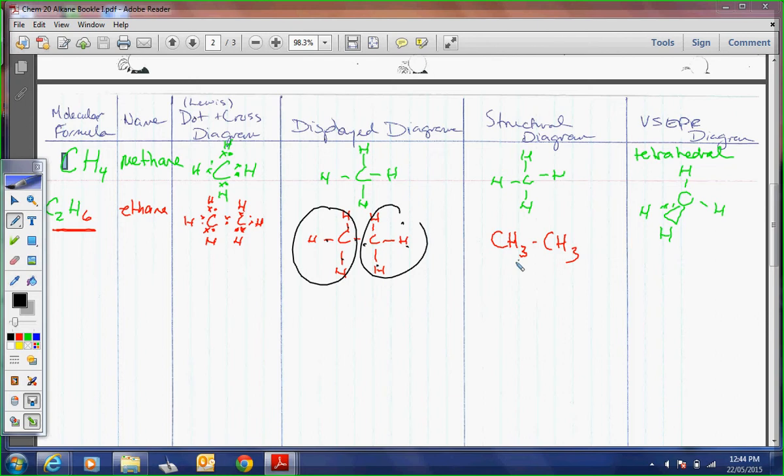Okay, structural diagram, the VSEPR diagram, I mean. What's going to be the shape around this central carbon? Tetrahedral. And around that carbon? Tetrahedral. Two tetrahedrals, so both of them tetrahedral. And do you remember how we draw something that's a little bit more complicated? How do you do that, Steph?